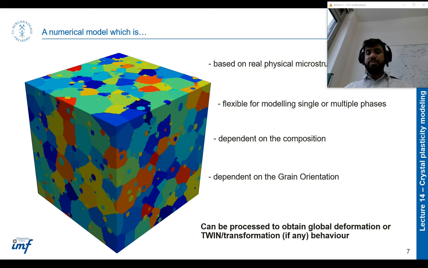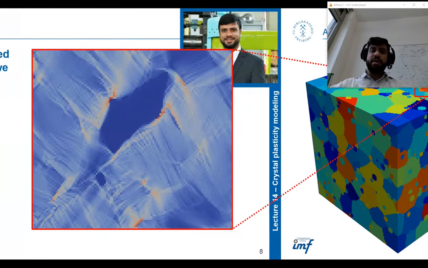For example, the material simulation can be processed to obtain global deformation or twin transformation, if there is that. And then we not only want to get the average behavior of these attributes, but rather we also want to get the local behavior of this material.